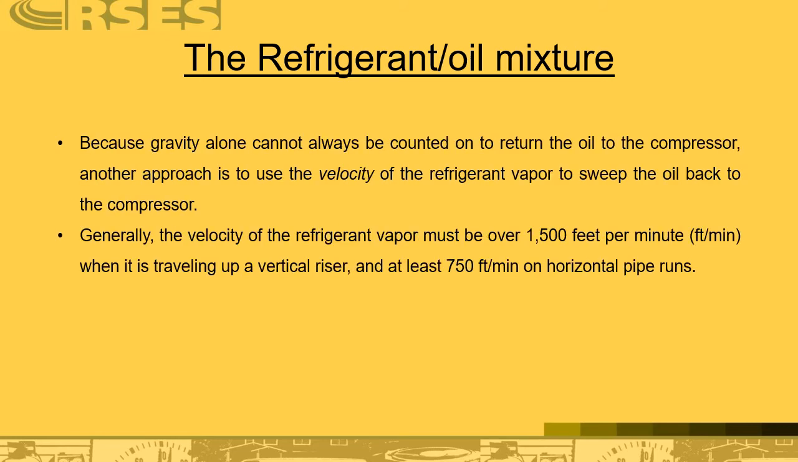Because gravity alone will not always be counted on to return the oil to the compressor, another approach is the use of velocity of the refrigerant vapor to sweep the oil back to the compressor. Generally, the velocity of refrigerant vapor must be over 1,500 feet per minute when traveling through a vertical riser and at least 750 feet a minute on horizontal pipe runs.